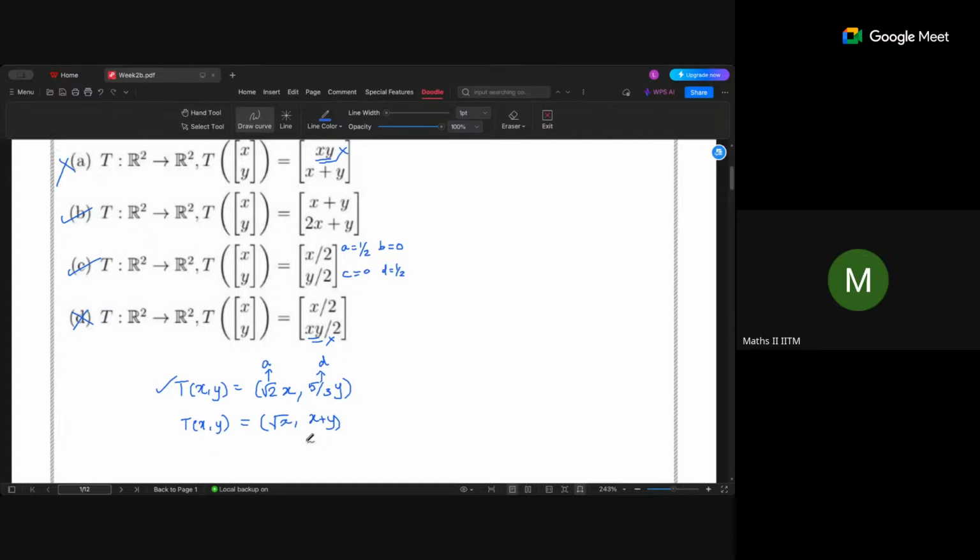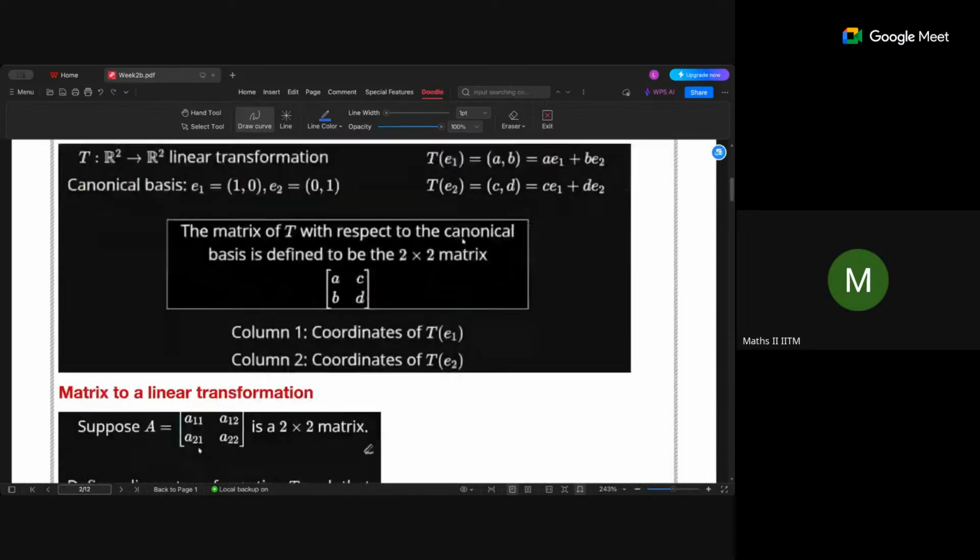Okay, so let me maybe give another example. What about this? Is this a linear transformation? No, right? Yeah, good. So this is not a linear transformation because powers of x are not allowed, right? So this is not correct. All right. So we understand what is a linear transformation.